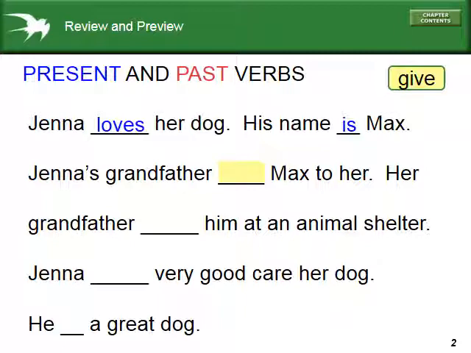Jenna's grandfather gave Max to her. This is something that happened in the past, began and ended in the past. Her grandfather found him in an animal shelter, something that began and happened in the past. Jenna takes very good care of her dog. We can treat this as a habit, or we can say that this is a fact. He is a great dog. Okay, again, this is a fact.